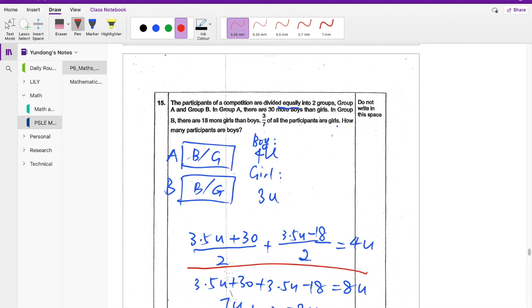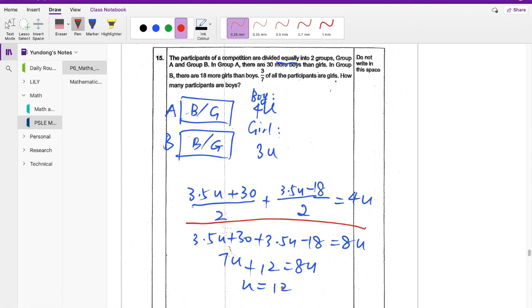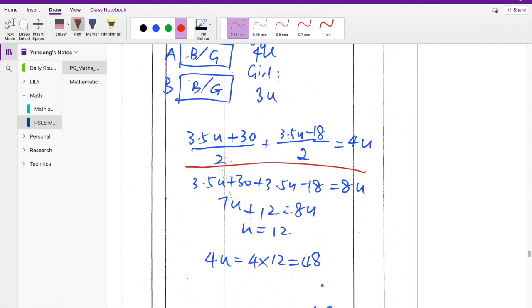Then it says equally divide into 2 groups, so each group is 3.5U. Then for group A, there are 30 more boys than girls, so we can calculate the number of boys: because boys are more, we add 30 and divide by 2. For group B, girls are more, so we minus 18 and divide by 2, which gives the number of boys. These two boys' numbers sum up to 4U, right? Then we calculate, and U is 12. Then 4U is 48.